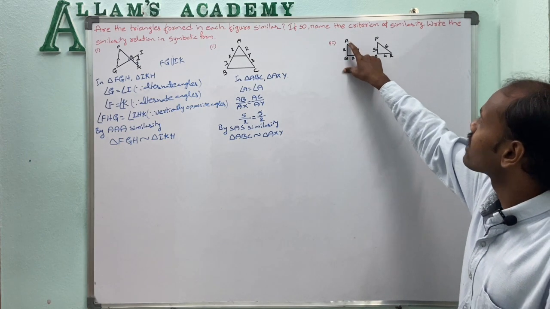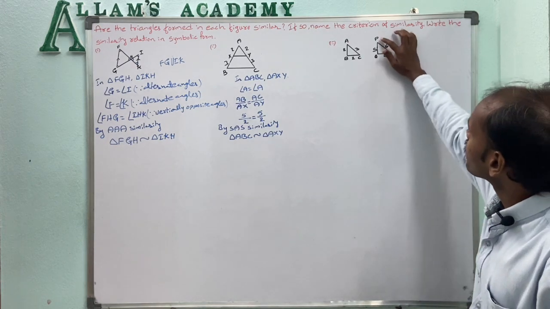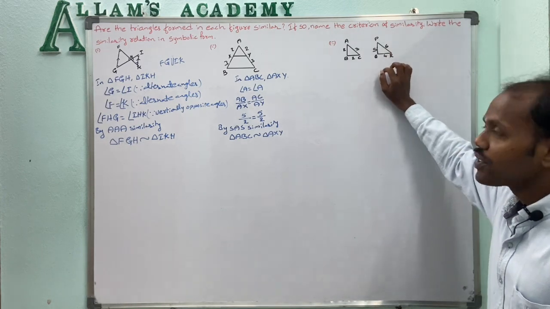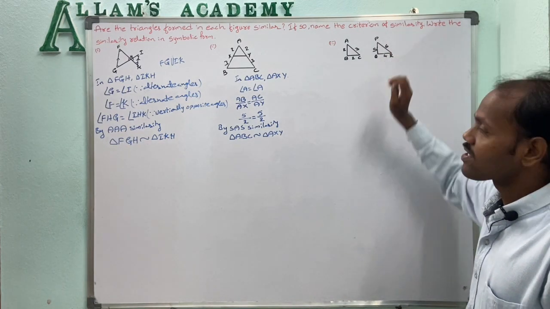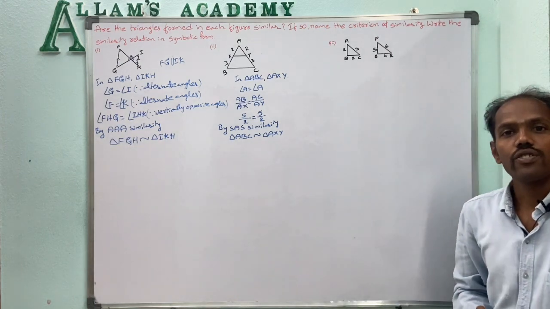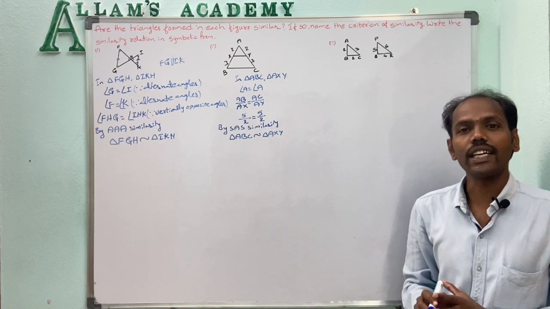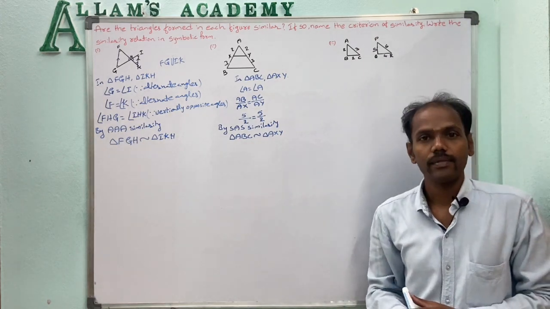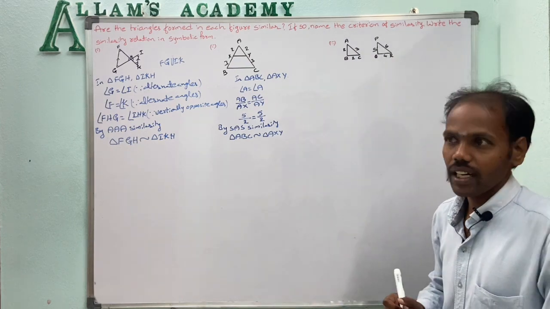BC side is 2 units and CA side is 3 units. Next, in triangle PQR, PQ is 5 units, QR is 4 units, RP is 6 units. If the three sides' ratios are equal, then the two triangles are similar. Why? Because no angle is given.